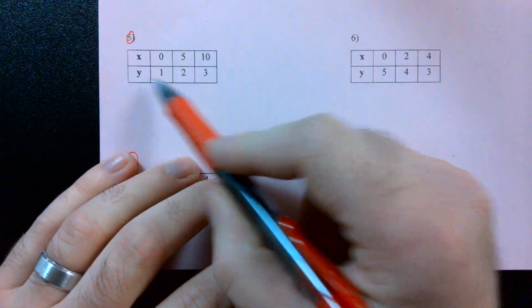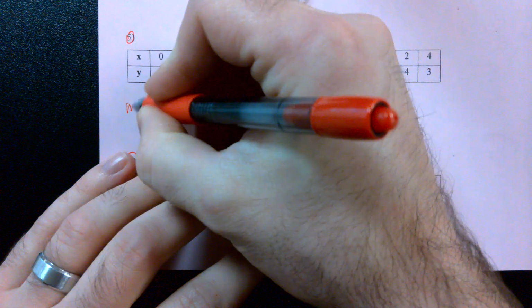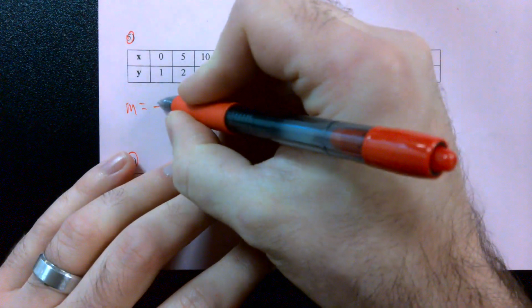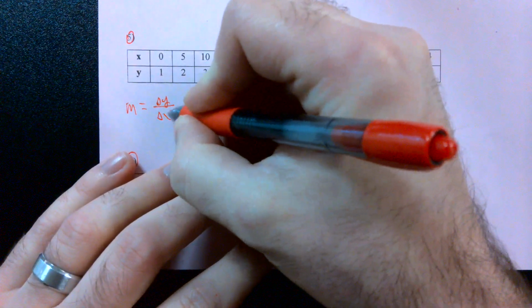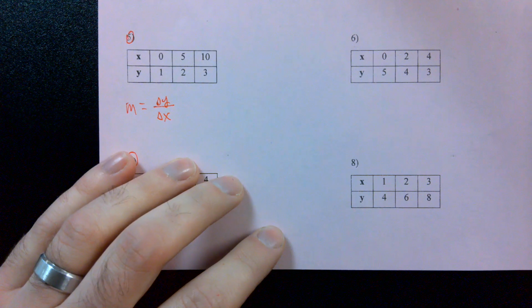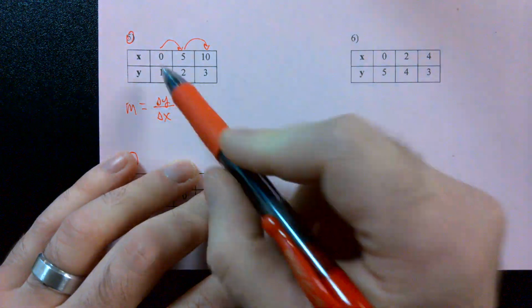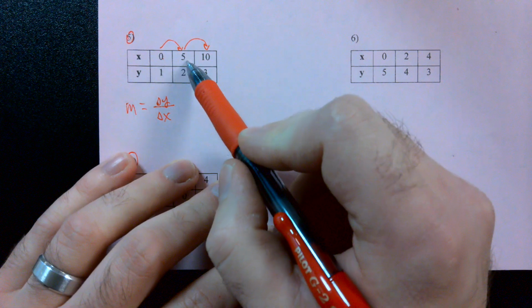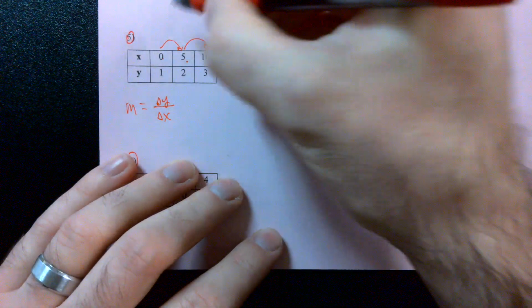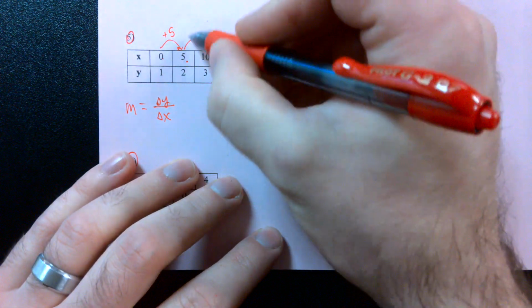So, I got my table here. My x is across the top, my y is across the bottom. I know that my m, or my slope, is going to be the change in y over the change in x. To find my change in x, I'm going to do my arrows across the top and ask myself, how can I get from 0 to 5? Add 5. I'm adding 5. What about from 5 to 10 on the top? Adding 5 again.